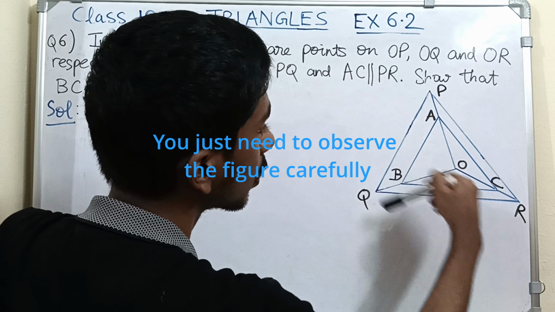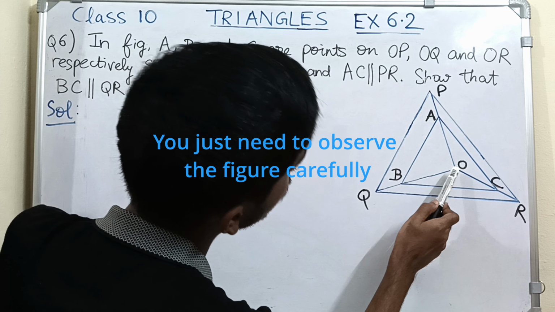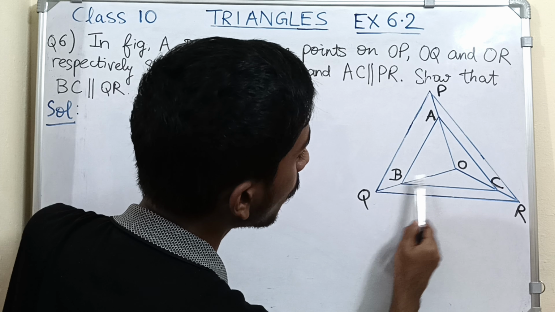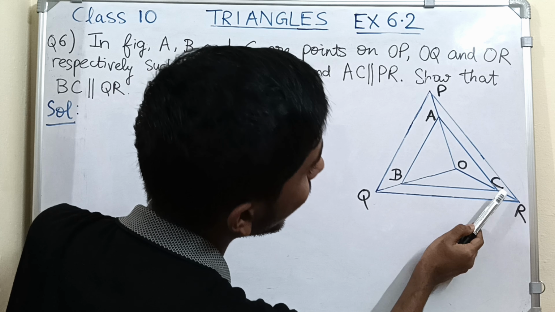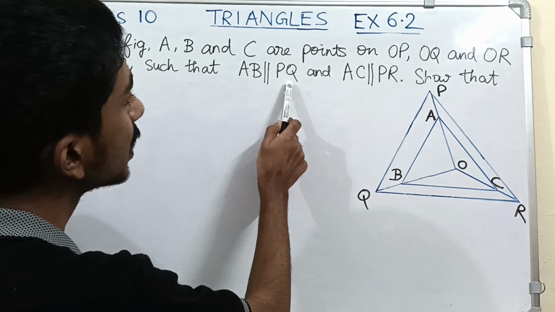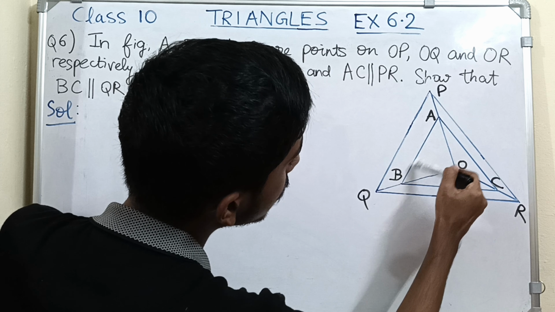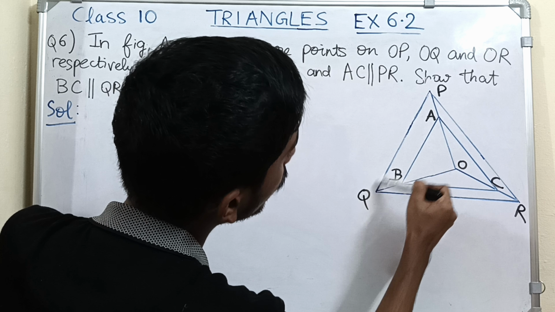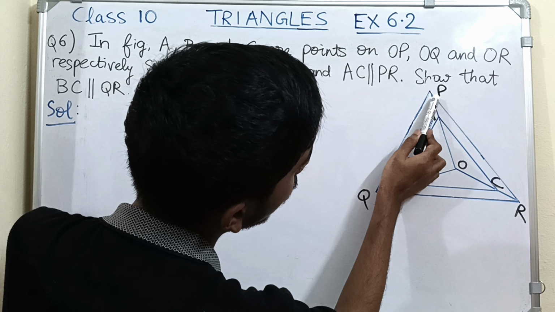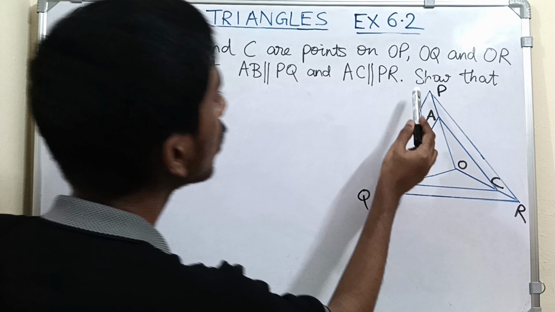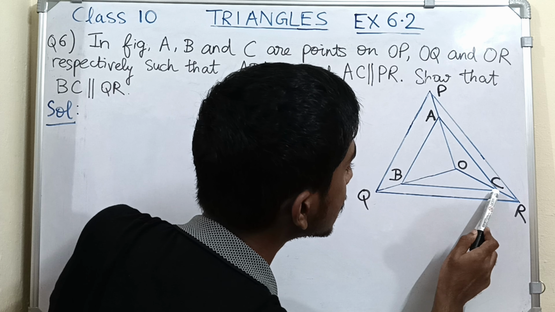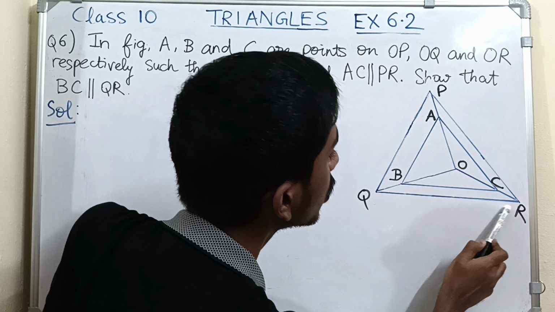Now this is the figure. A is a point on OP. So this is the line segment OP. So A is a point, B is a point on this line segment OQ and C is a point on the line segment OR. And it is also given that AB is parallel to line segment PQ and AC is parallel to line segment PR. We have to show that this line segment BC is parallel to this line segment QR.